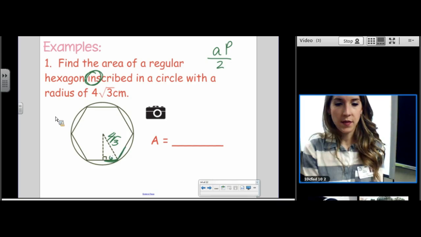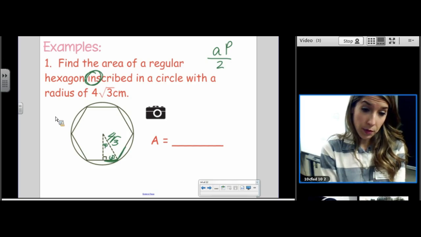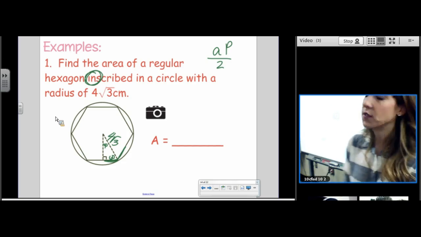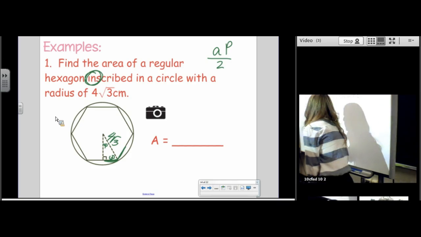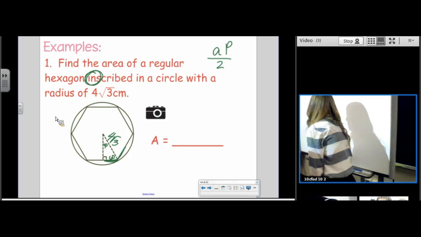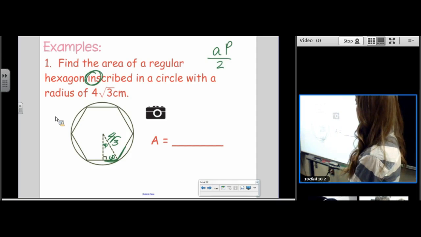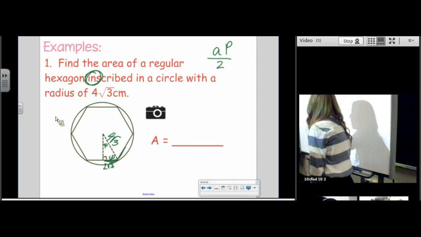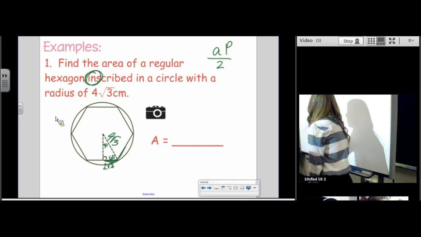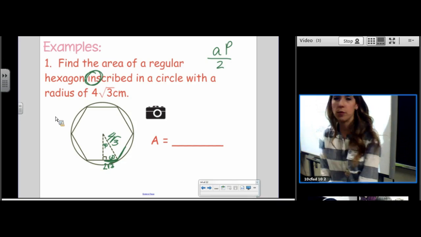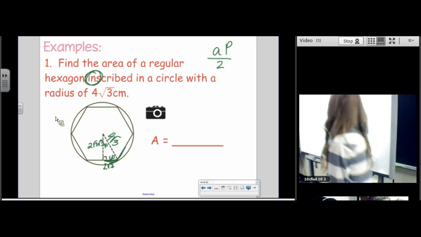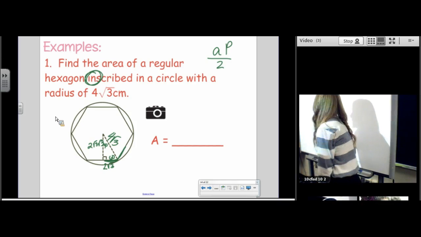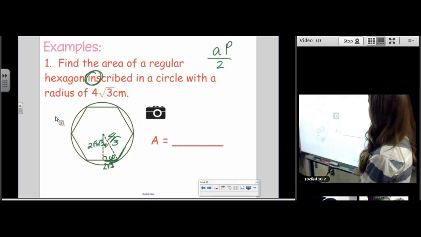So what's across from the right angle? Okay, it's 4√3. So what goes across from 30? We need to half that. So it's 2√3. And what goes across from 60? Okay, x√3. So 2√3 times √3, that's just 2 times 3. So we have now found the apothem. It is 6. I hope you're following me.